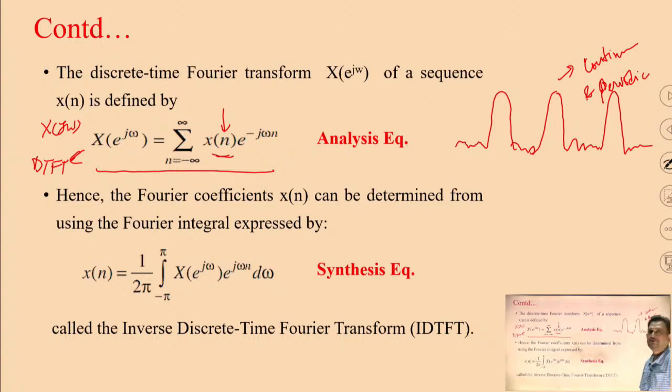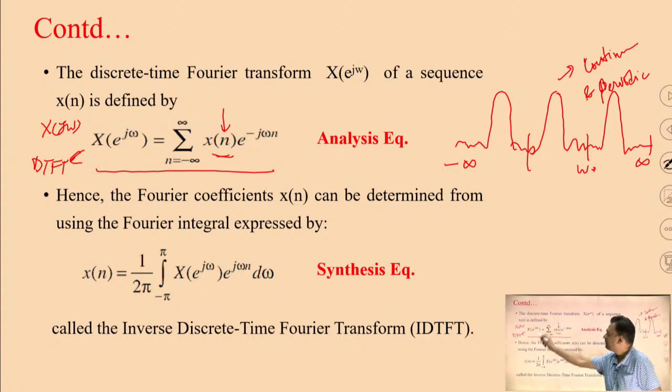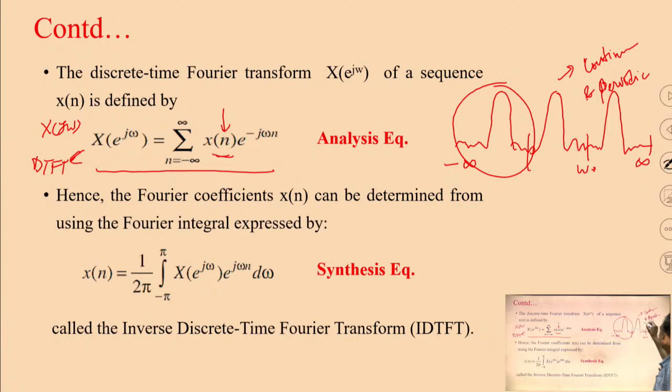In case of CTFT, our spectrum extends from minus infinity to infinity, and there is no periodicity in the spectrum. But here, if you look at the spectrum, it also extends from minus infinity to infinity in frequency, but you will find that it is periodic. It means that when we take the discrete time Fourier transform of a sequence, the same information we get over here is the same information we get here and here.